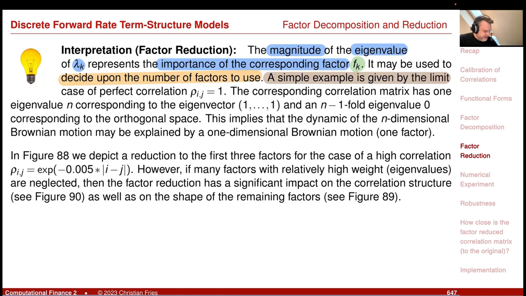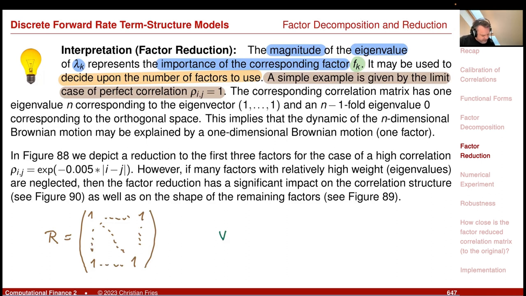Let's look at the simple example. A simple example is the limit case of a perfect correlation. So if you have a perfect correlation, how does this look like? Perfect correlation means that my correlation matrix has always one on the diagonal, but now every dW_i has perfect correlation with every other dW_j, so I have ones everywhere. So what are the eigenvalues and eigenvectors of this matrix? Well, obviously, an eigenvector is the vector 1, 1, and so on, 1. If I multiply this vector with this matrix, I get n times v_1. So my eigenvalue is lambda_1 equals n.